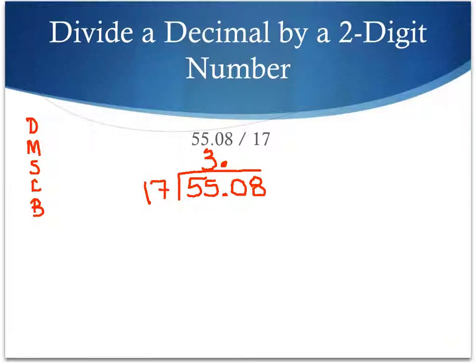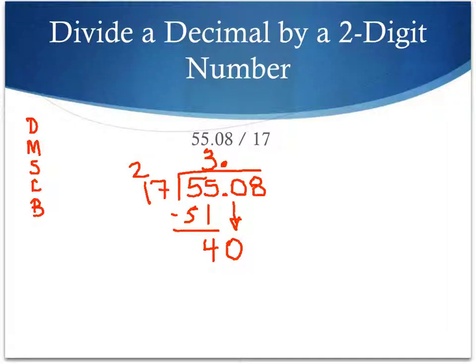So next step, I'm going to multiply. 3 times 7. 3 times 7 would be 21. And 3 times 1 is 3, plus 2 is 5. So 17 times 3 is 51. So there's my multiplication part. Now I'm going to subtract. 55 take away 51 would be 4. So after my subtraction, I'm going to check, is 4 smaller than 17? Yes, it is. So now I can bring down the 0.